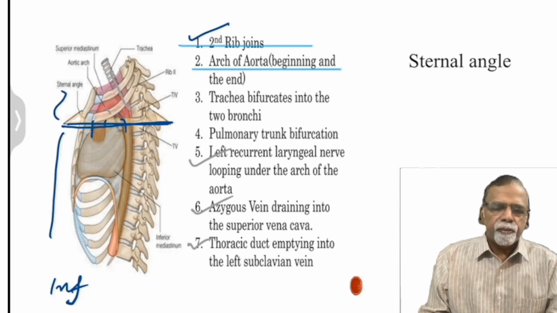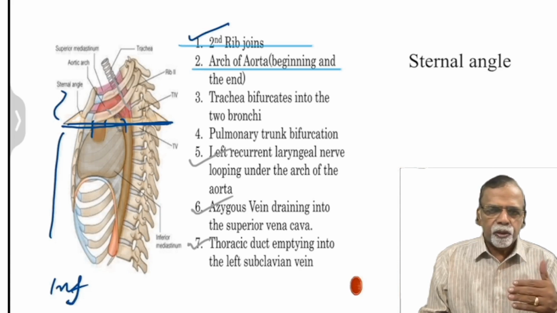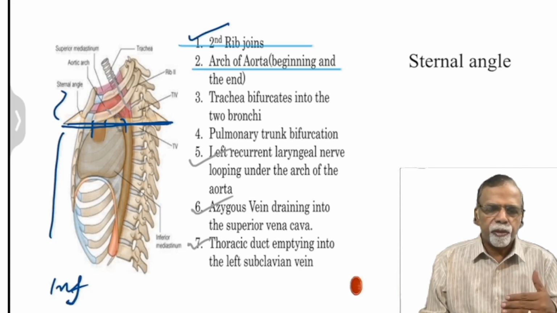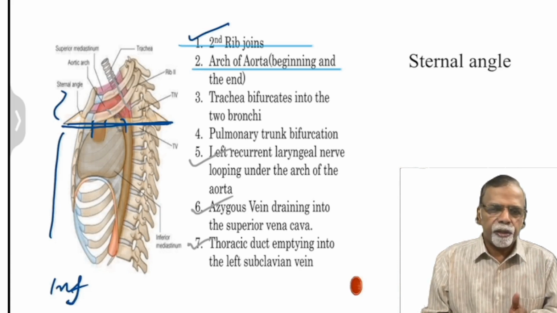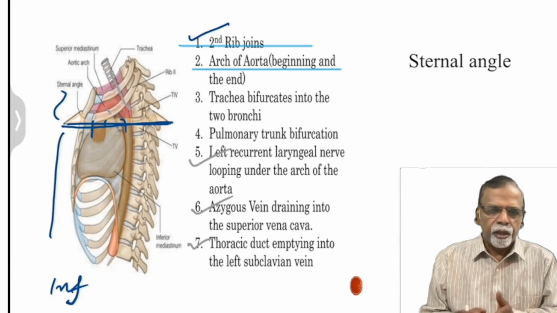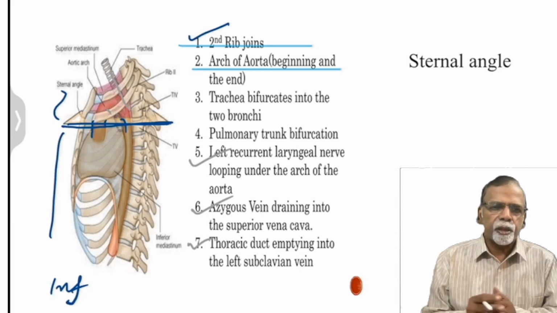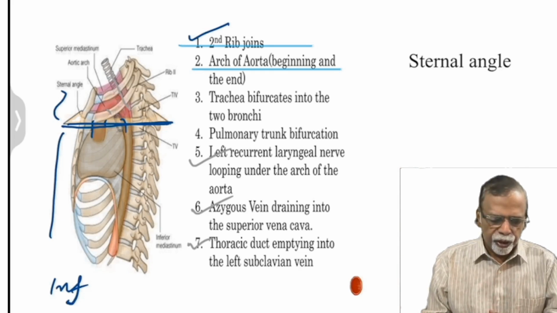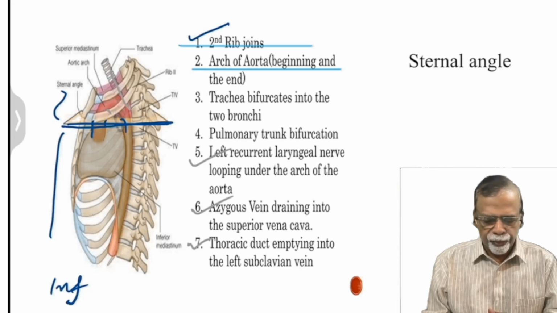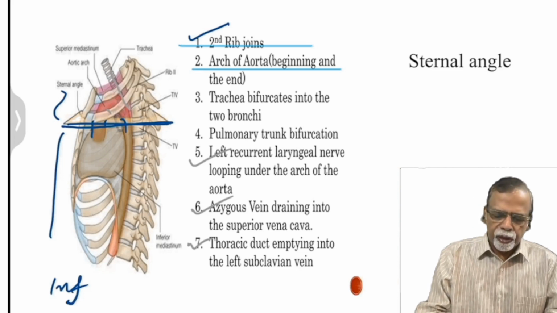Regarding the mediastinum, above is the superior mediastinum, below is the inferior mediastinum, which is again divided into anterior, middle and posterior. Anything anterior to the heart is anterior mediastinum, middle mediastinum contains the heart, and posterior mediastinum contains the vessels behind the heart. So that is the sternal angle.